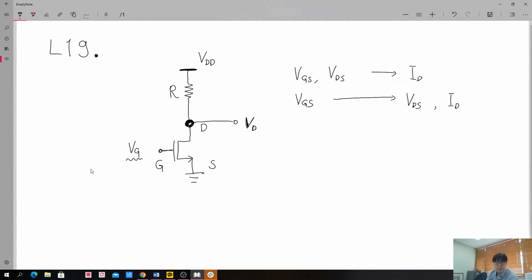So from now on we will use this gate voltage as an input. We introduce a certain signal to our gate terminal in the form of voltage. Now voltage will be regarded as a signal.